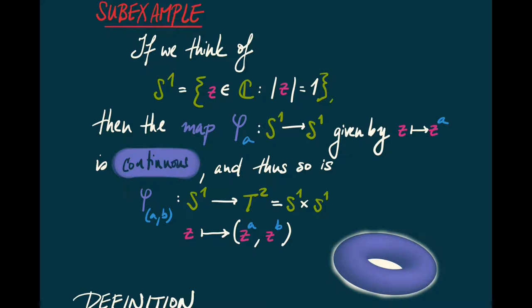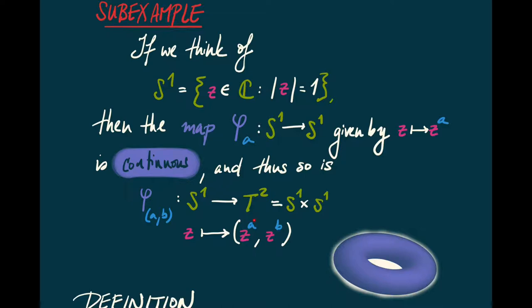I can do that for an A, and I can do that for a B, and so I can introduce a new map here, which is continuous as well, which I'll call phi AB. That'll be a continuous map from S1 into S1 cross S1, and it'll carry Z to Z to the A, comma Z to the B. S1 cross S1, remember, is this torus. It's the surface of this donut here.